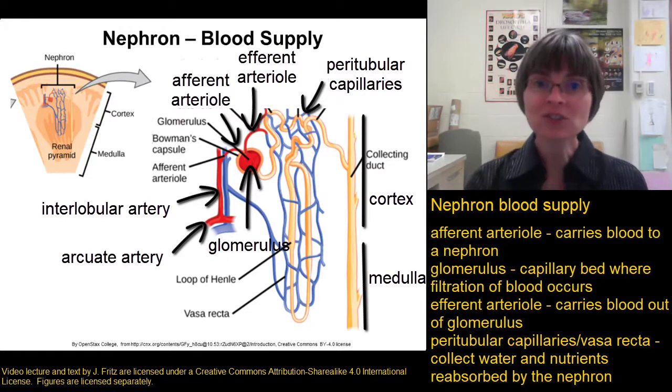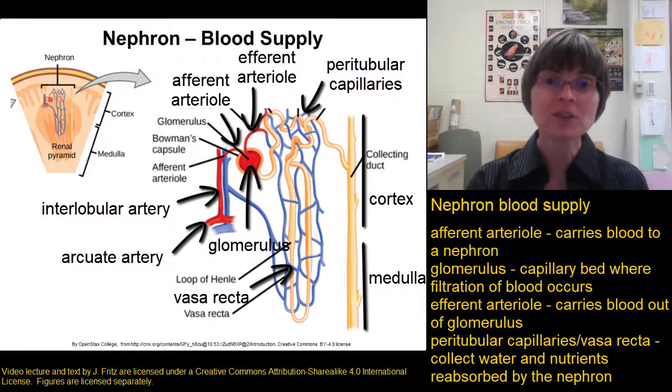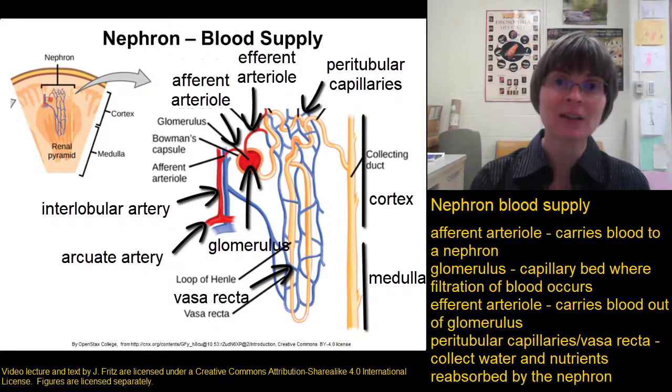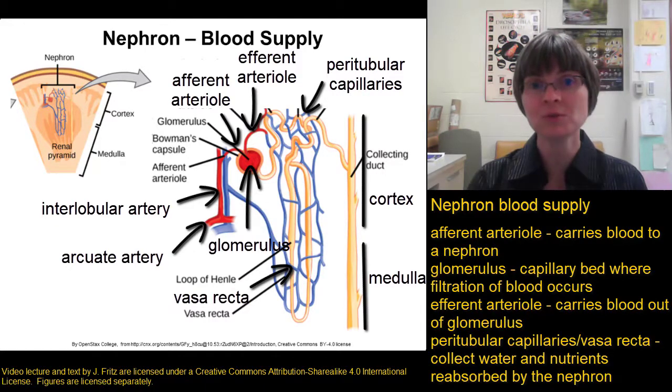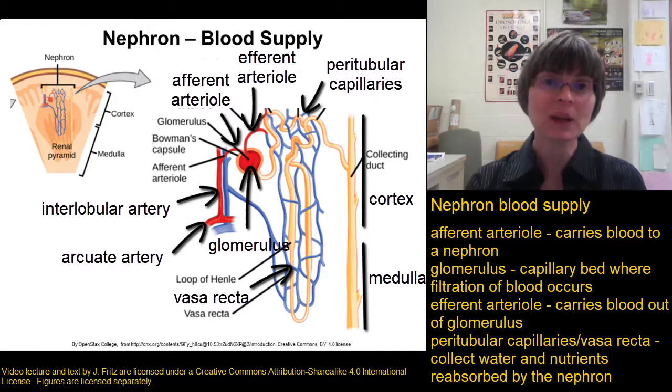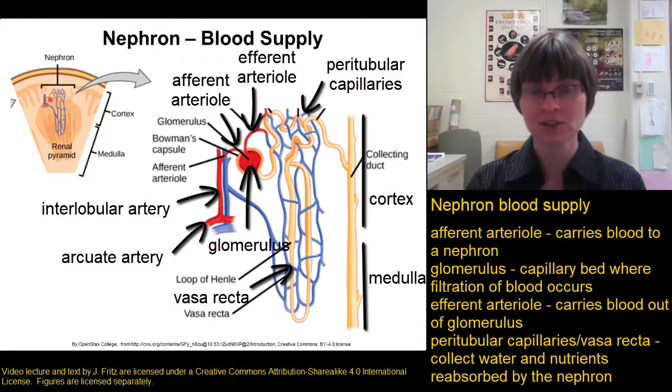There are some specialized nephrons that have long loops that go deep into the medulla of the kidney. And these have capillary beds around those that are called the vasa recta. So here you can see a typical nephron that's got a peritubular capillary bed around the renal tubules. And here you can see one of those specialized nephrons, and you can see the vasa recta, a capillary bed that's formed down in the medulla of the kidneys. These are really important for reabsorbing water that's being conserved in the renal medulla.